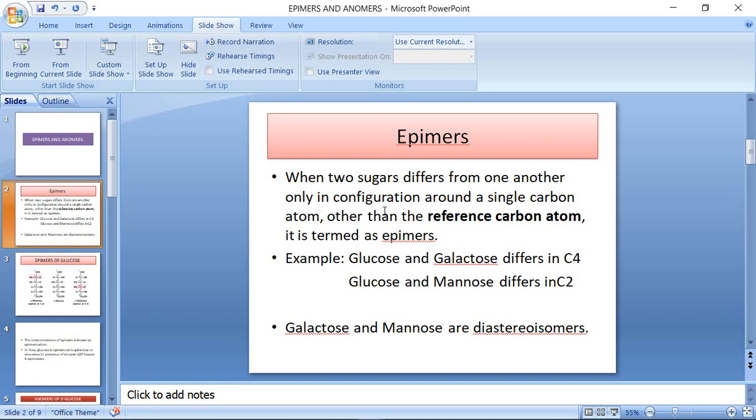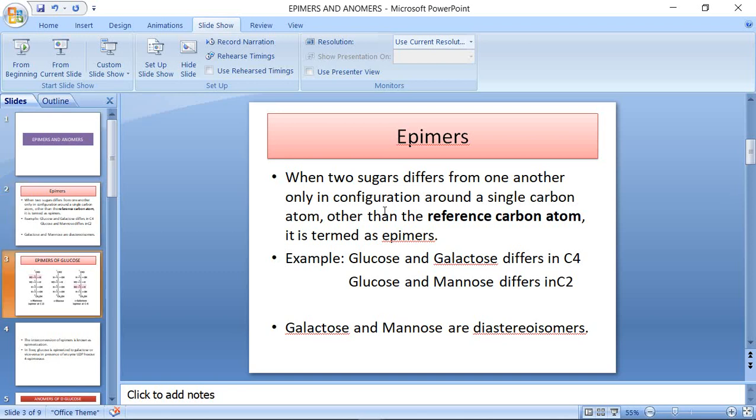So for epimers you can consider the example as glucose and galactose. When you consider the structure of glucose and galactose, they differ only in the 4th carbon atom. Similarly, glucose and mannose also will differ only in the 2nd carbon atom. Hence, glucose and galactose, glucose and mannose are called as epimers. Whereas galactose and mannose are called as diastereoisomers. Totally differs.